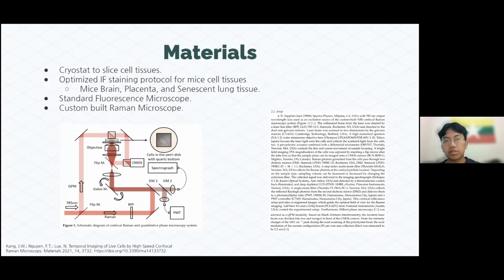And so for my materials, I used a cryostat to slice cell tissues, and I used an optimized IF staining protocol for my cell tissue, placenta, and my senescent lung. And I used a standard fluorescent microscope and a custom-built Raman microscope at the spectroscopy lab at MGH. And that shows an image of the particular Raman microscope utilized, and towards the right is the setup and the schematics of the microscope. So feel free to pause if you want to know the specifics of the schematics.